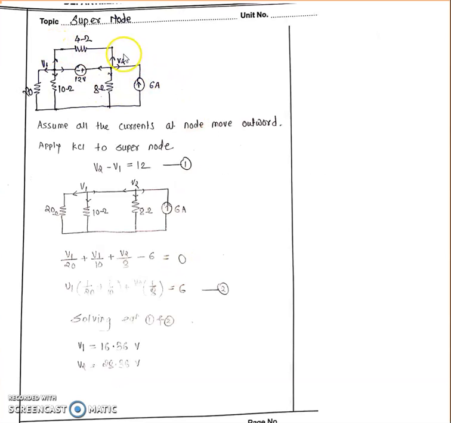Then super node analysis. What is a super node? Between the two nodes, a voltage source is present. If a voltage source is present, then you can consider it as a super node. Then what to do? First, the equation from that one.